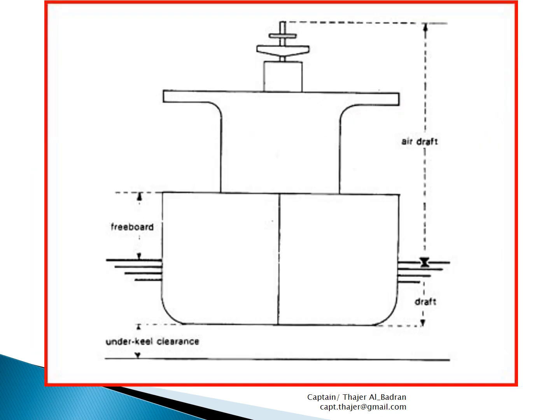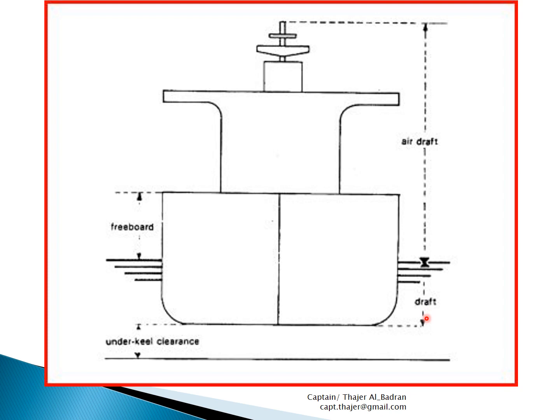This sketch shows you some terms about the ship vertically. If you look, this is air draft. It is the vertical height of the ship that can be measured from the waterline to the top edge of the mast. It is very important to know it when the ship is passing under a bridge.